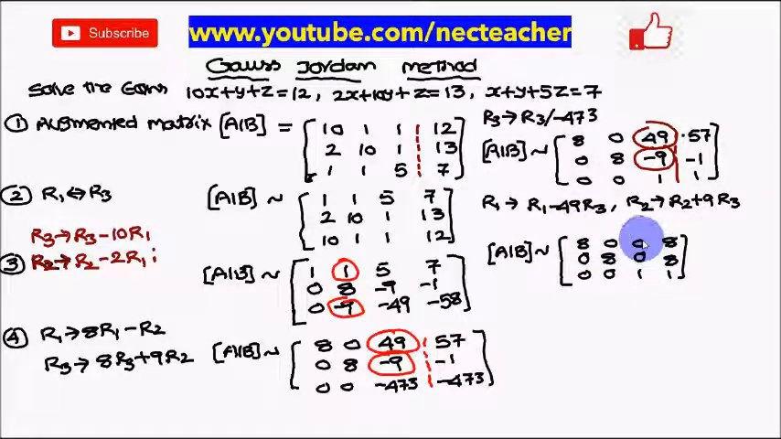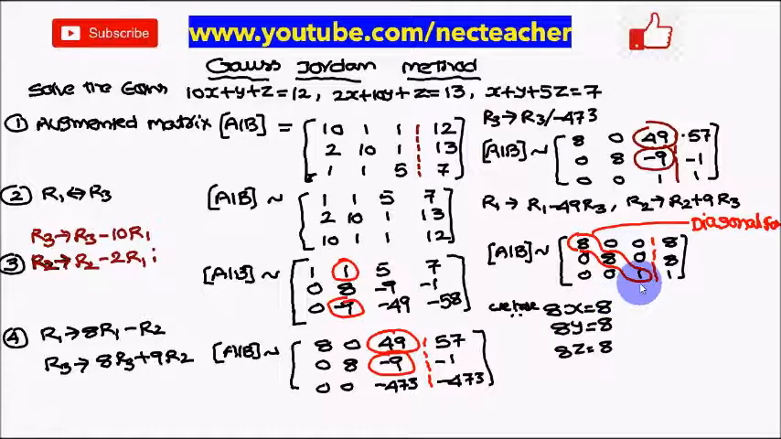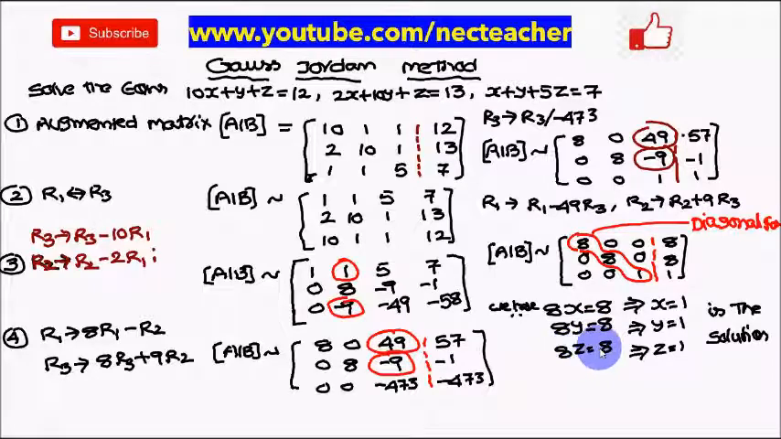If you consider the matrix A, this is in diagonal form. Except the diagonal, all the elements are zeros. Therefore, by using backward substitution, here z, not 8z, this is z only. I have not written 8z is equal to 8; this is z is equal to 1 directly. 8y is equal to 8 means y is equal to 1. 8x is equal to 8 means x is equal to 1. This is the solution.